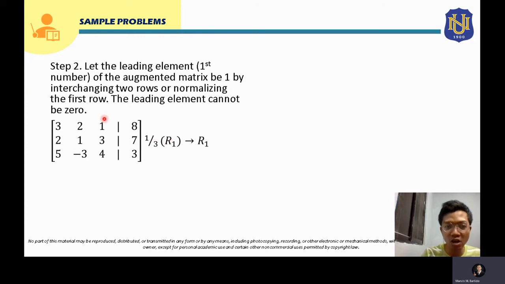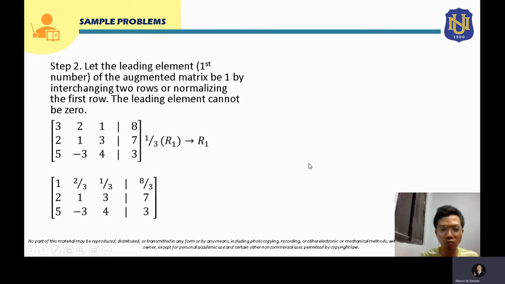Okay, so we will multiply all the elements of the first row by 1/3, no? And that will be the new first row for the new augmented matrix. So it will be 1/3 times 3, so that will be 1, and then 1/3 times 2, that will be 2/3. Then 1/3 times 1, that will be 1/3. 1/3 times 8, that will be 8/3. So this will become the new first row of this augmented matrix. And the remaining rows will just be the same.